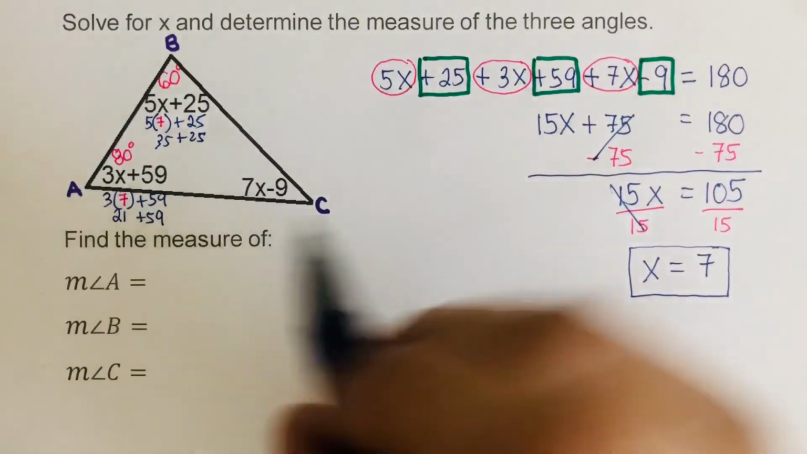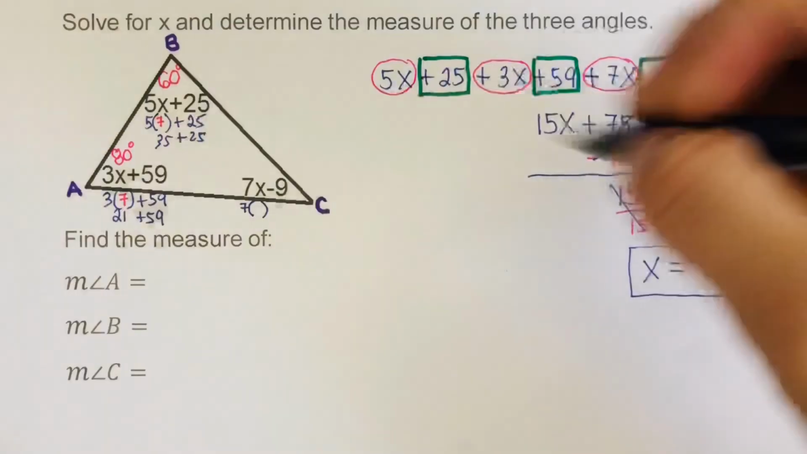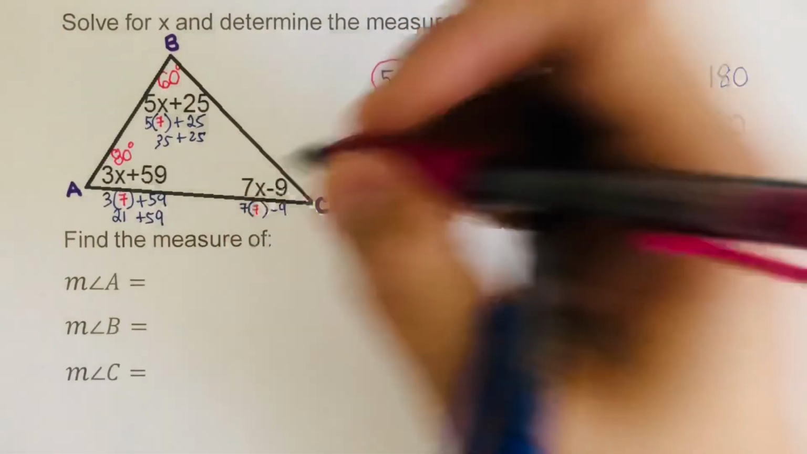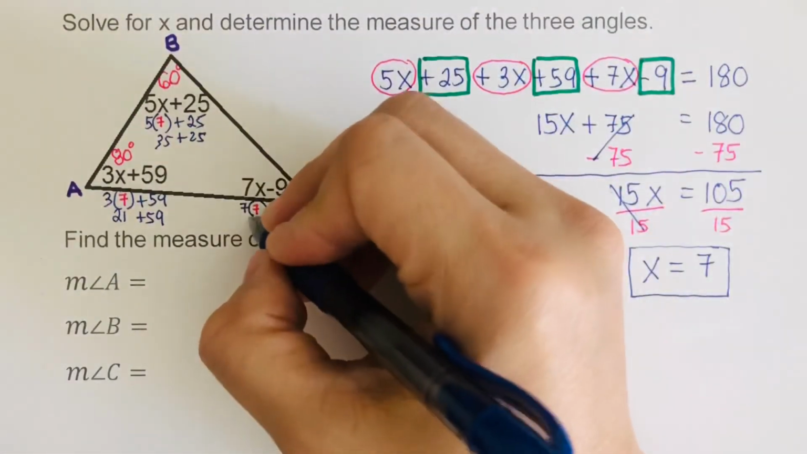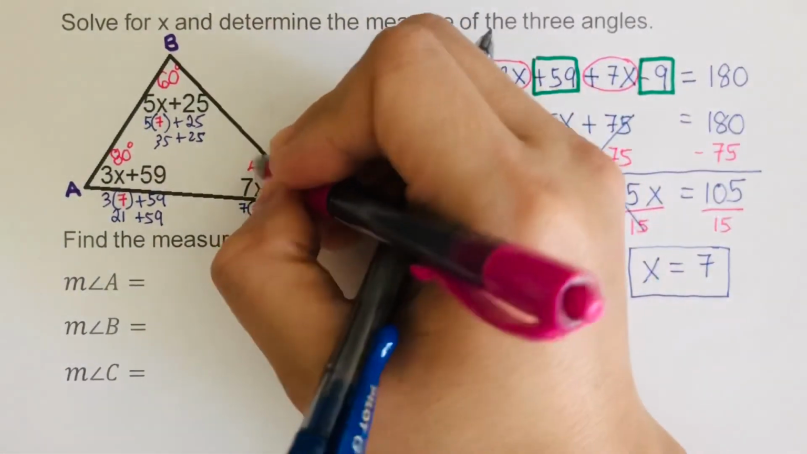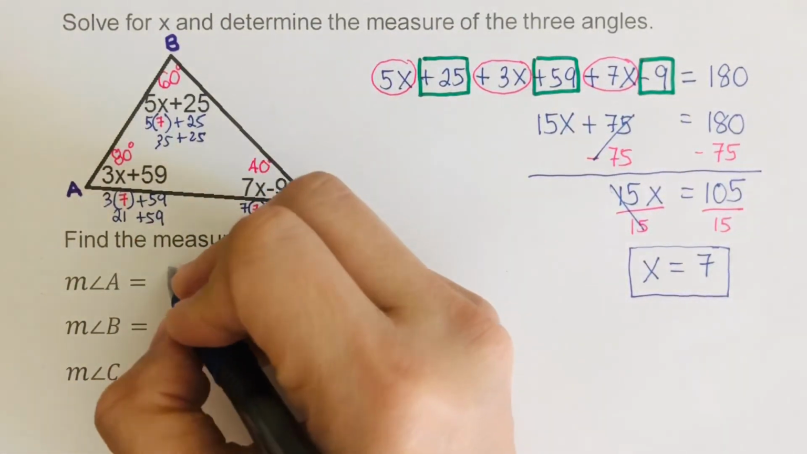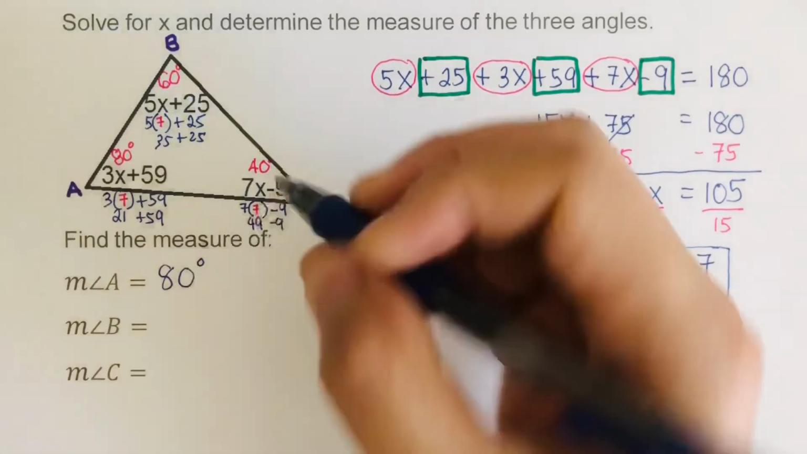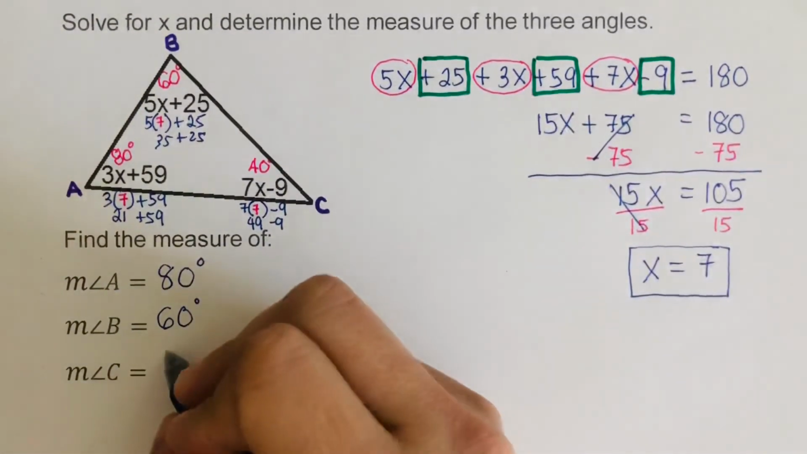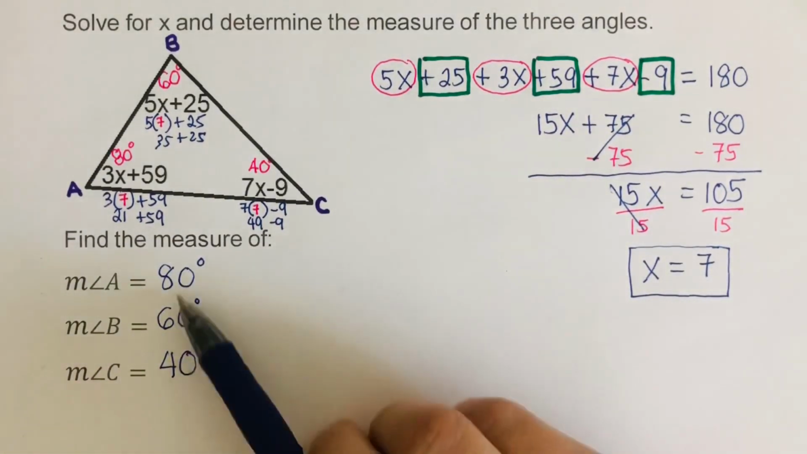Now we move on to the next one here. We still do the same thing. So 7 times, we put the x, which is 7, and then minus 9. So 7 times 7 is 49. Take away 9 is 40. So this corner right here is 40 degrees. So we can say angle A is 80 degrees, angle B is 60 degrees, and angle C is 40 degrees. Did you get the same answers as this?